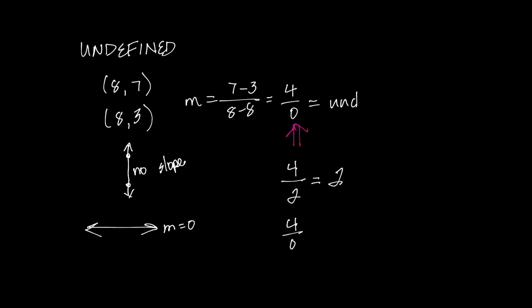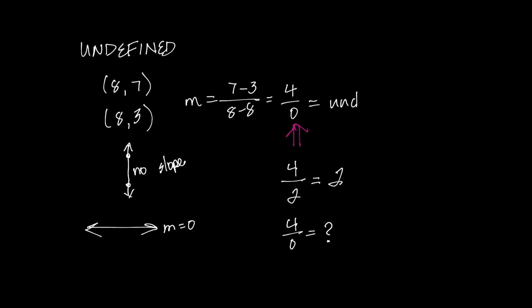4 divided by 0 equals what? In other words, what number times 0 equals 4? Well, there is no number times 0 that equals 4. Every number times 0 equals 0, not 4. So that is why it's called undefined. We can't define it. There is no such answer. There is no number that when multiplied by 0 will give you a 4.